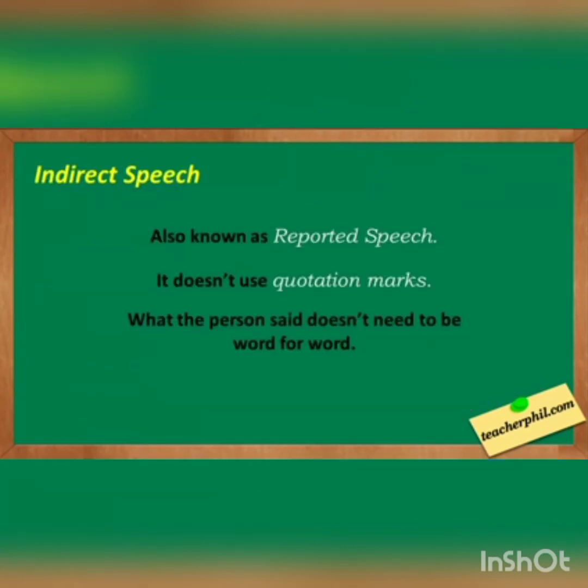Next is indirect speech. Indirect speech is also known as reported speech. It doesn't use quotation marks. What the person said doesn't need to be word for word. And the thing about indirect speech is that the verb tenses change. But we will be discussing that in the next lessons.